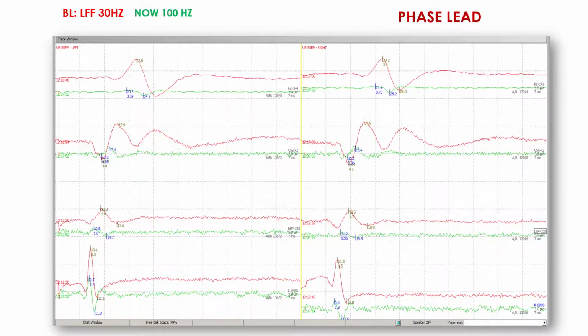Here's a better picture of it, and same thing. The red is the baseline, and it's using a low frequency filter of 30 Hz. I changed it to 100, and that's the green responses. And you can see how it really cuts down the slow wave activity and it just obliterates the waves. This is called a phase lead when you excessively use a low frequency filter.